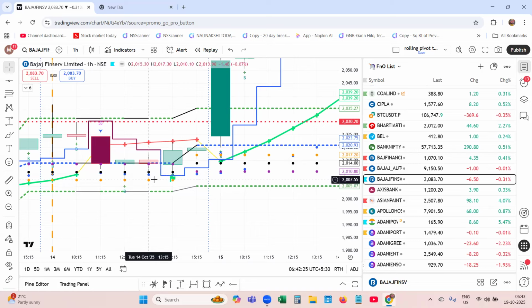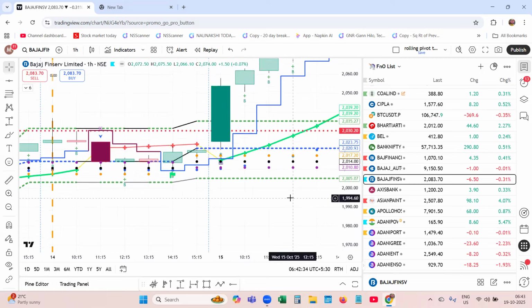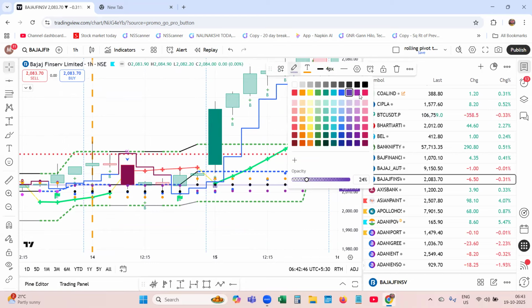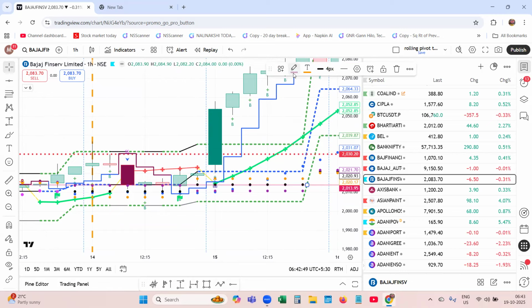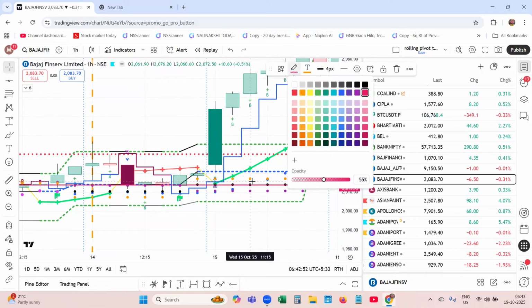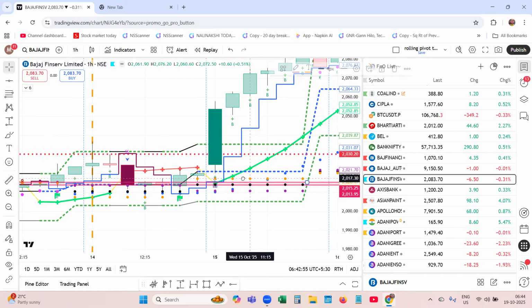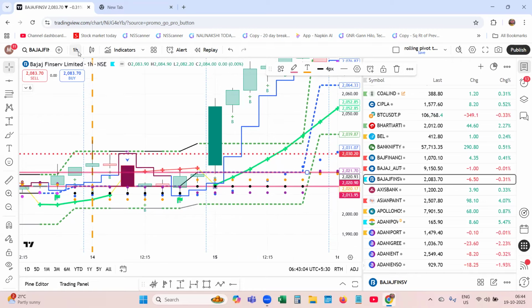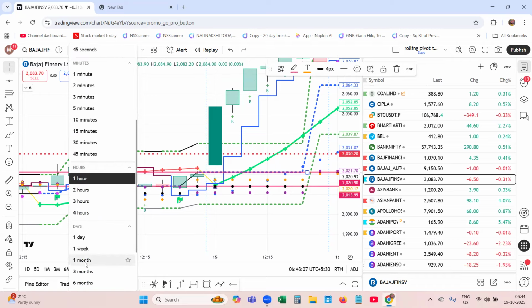You can see the CPR. The price tested the CPR, it was holding it, and this was the BTST trade. You could have taken a position, or otherwise you could have observed this and marked these levels. I'm marking these levels. Let me mark it in red color. Let me make it a little bit darker, and let me mark these two lines because these are the rolling pivots. Let me come back to the daily chart.